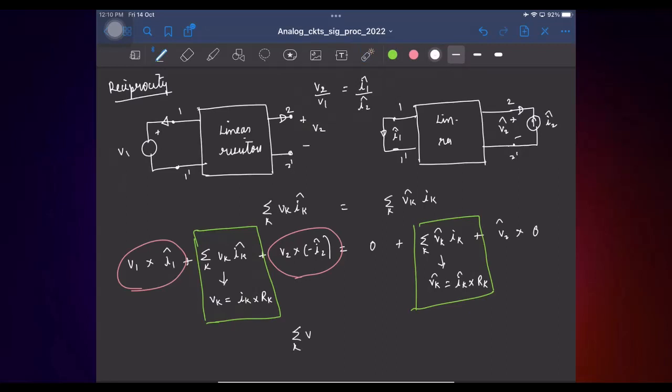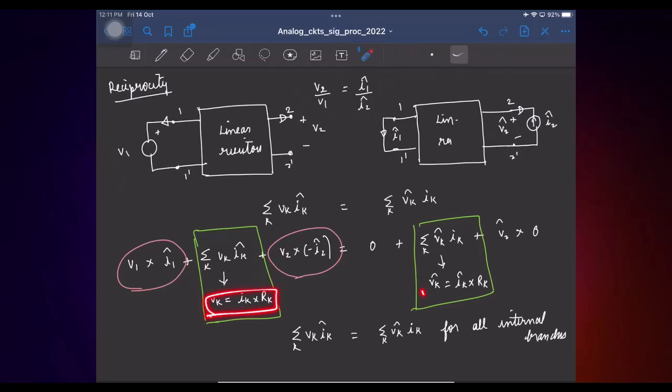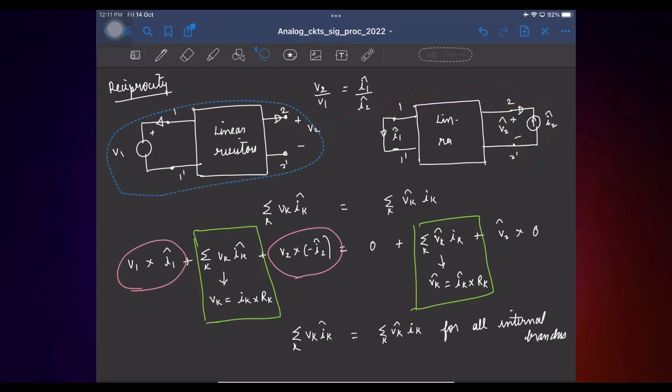So summation k Vk Ik hat is equal to summation k Vk hat Ik for the internal branches, and one way to satisfy this condition is if you have the branch voltage to be proportional to the corresponding branch current, right? And this is a case where we applied a voltage and measured the voltage. We also looked at the other three combinations, and again the rule is simple. You make sure that even if you null the excitation source, the port behavior in the two networks are similar, right? So let's say I take this case.